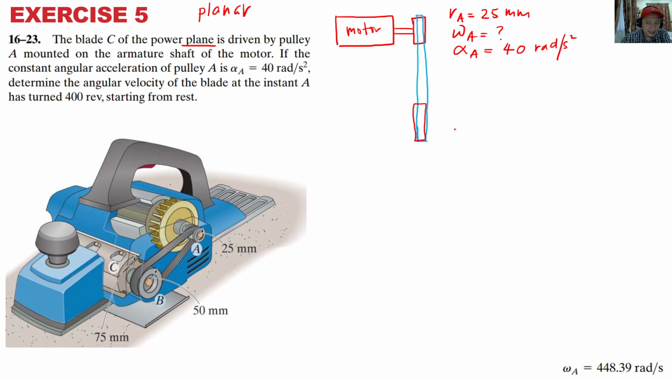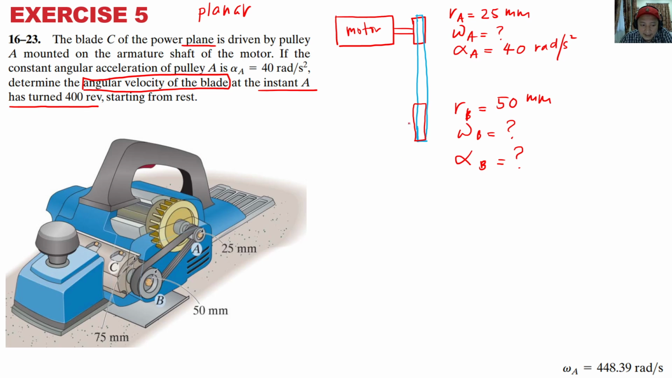This other pulley is called RB, the radius B, 50 mm. Omega B, do you know? We don't know. Do we know alpha B? We don't know. But we want to know what is the angular velocity of the blade.